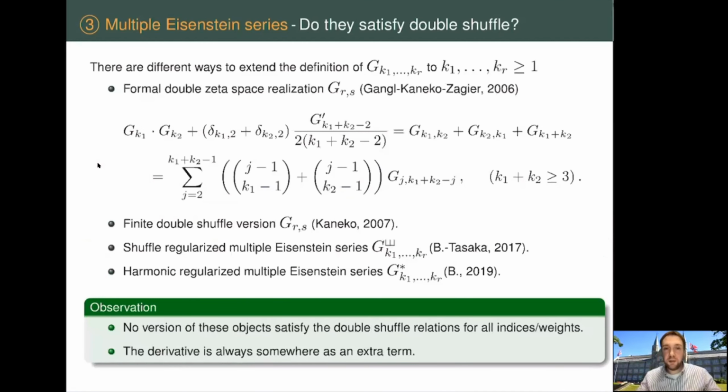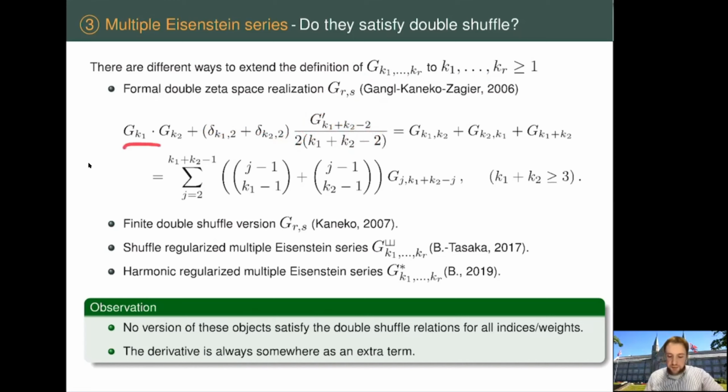And there are several works on this. The first, again by Gangl, Kaneko and Zagier, showed that one can extend the definition of these double Eisenstein series to all indices greater than or equal to 1, such that they almost satisfy the double shuffle relations. So if this term here wouldn't be there, then this formula would be exactly the same as before for the zeta values. But we see here we have some derivative of Eisenstein series, which we don't see if we just look at the constant term.